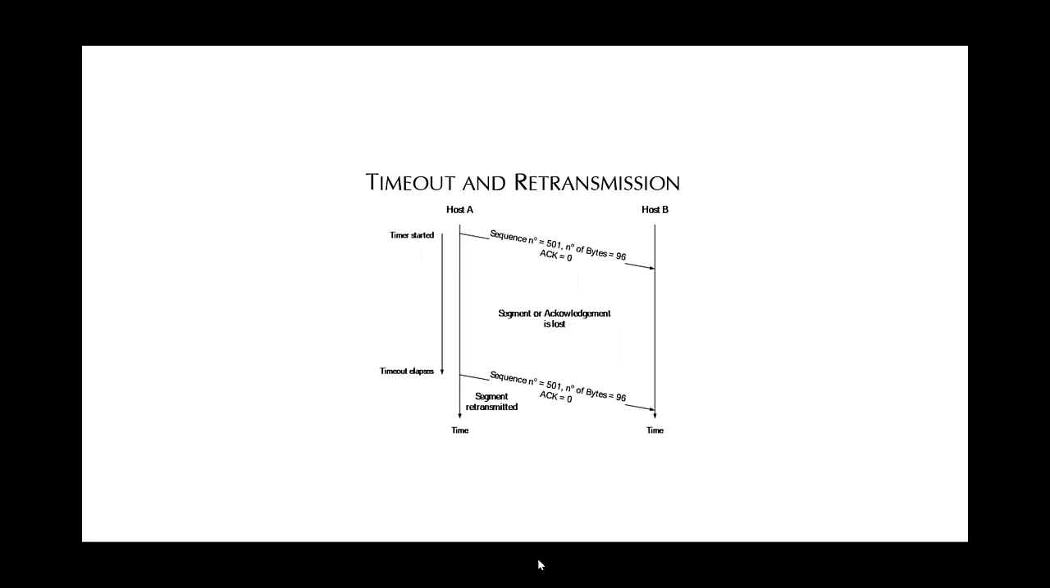The other mechanism that TCP uses to ensure reliable connections is retransmitting segments. On the screen you can see what happens when host A does not receive an acknowledgement for the segment with sequence number 501. As soon as the segment is sent, a timer associated with that segment is started. Once the timer reaches the timeout period, the same segment is resent.